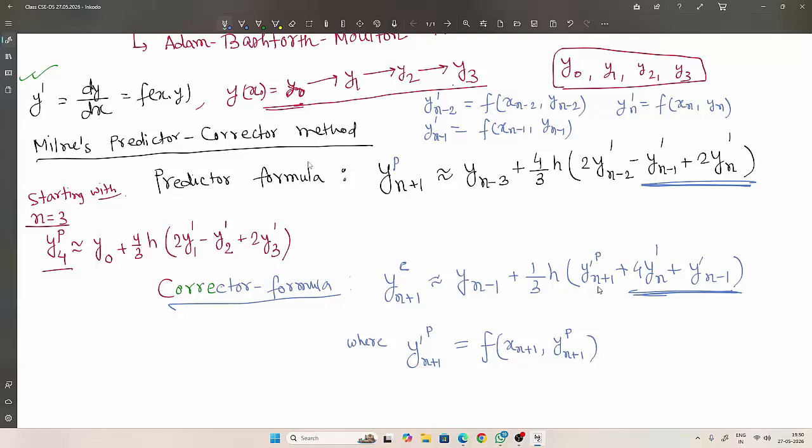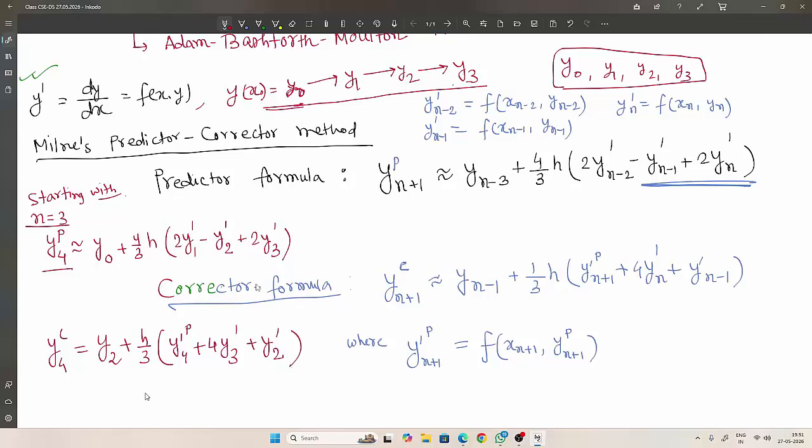So the only difference is you get a new term, the yn plus 1 value at the predicted point, which you have to include. Now how many points is the corrector actually taking? If I start with n equal to 3 and prepare the corrector formula, how does it look? So y4c, the corrector, with n equal to 3, is y of 3 minus 1, that is y2, plus h by 3 into y4 dash at the predicted point plus 4 into y3 prime plus y2 prime.